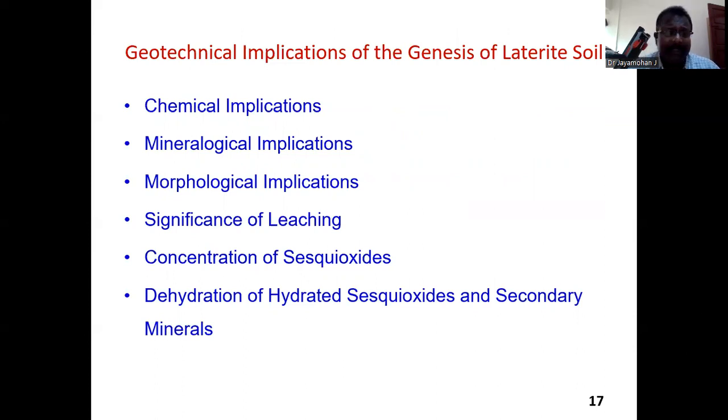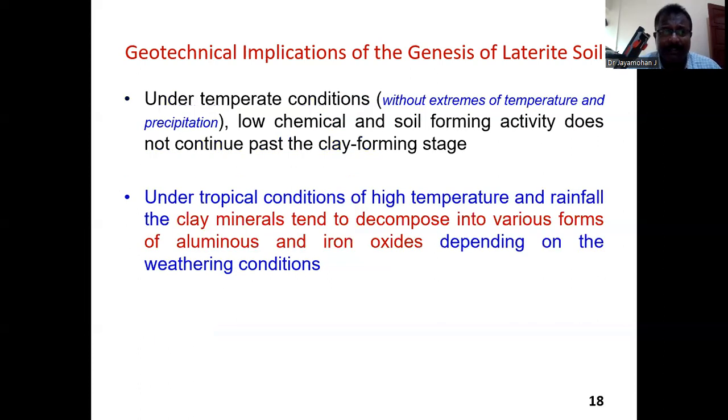There are many implications: chemical implications, mineralogical implications, morphological implications. The genesis, the mode of formation, influences the leaching and the concentration of sesquioxides, and the dehydration of hydrated sesquioxides and secondary minerals. Now, under temperate conditions, where there are no extremes of temperature or rainfall, the chemical weathering process will end with the formation of clay minerals. It doesn't go beyond that.